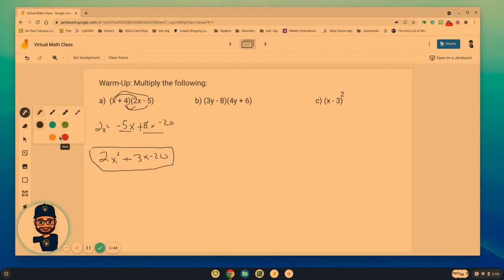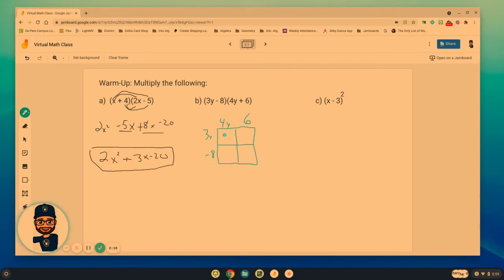Now, the other method that we used to do those problems in the past was the box method. This may be helpful. Sometimes it's called a diamond or a box, but this might be helpful for what we're doing for factoring. One of those parentheses, or those factors, goes over here, 3y and negative 8. Up here is 4y with 6.